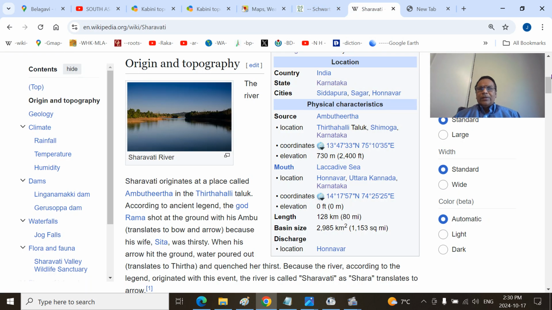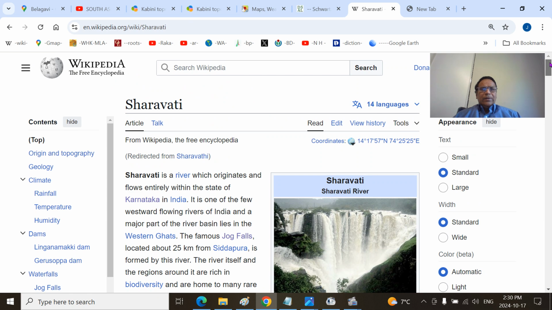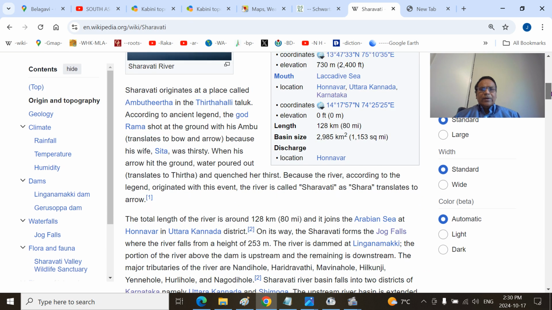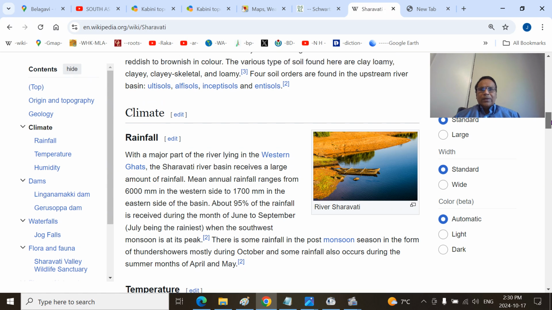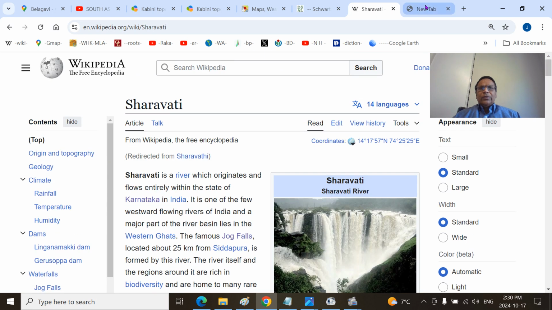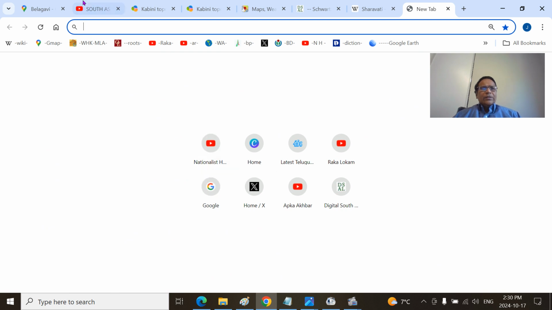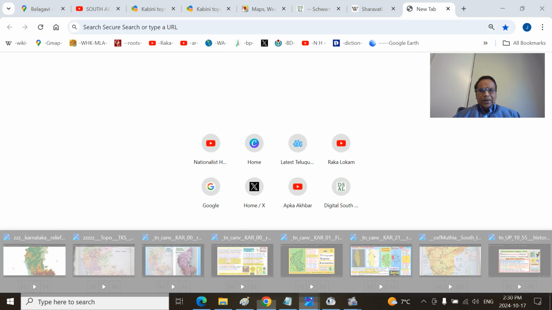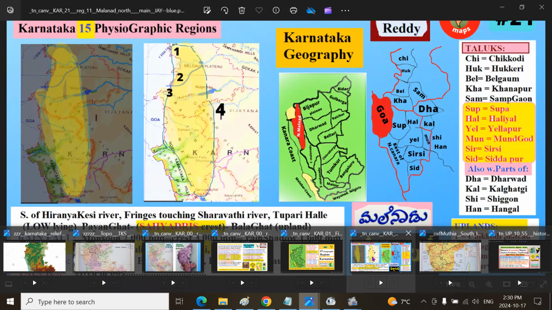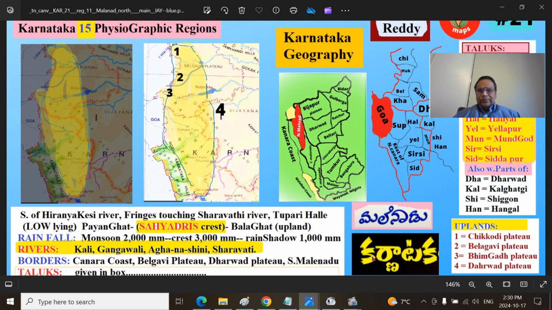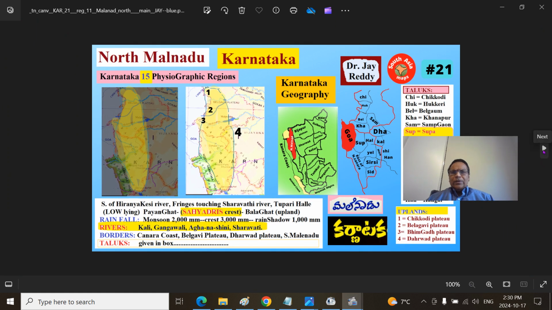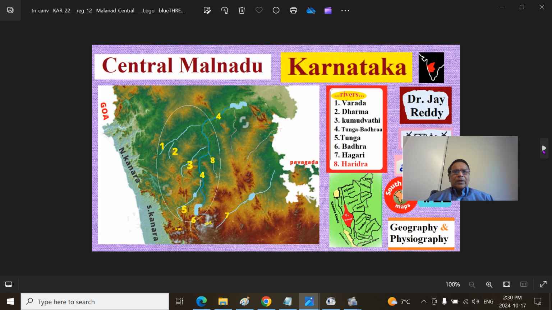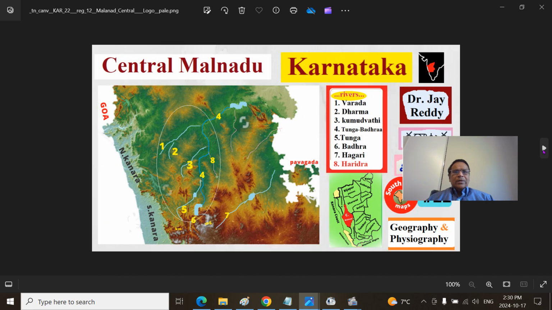This is the Sharavati River, Jog Falls, Sharavati River, also called Swarna Nadi, whose mouth is the Honnavar town on the Karavali coast. So that is broadly the central northern Malnadu region. Next part we look at the central Karnataka, that is the central Malnadu region.